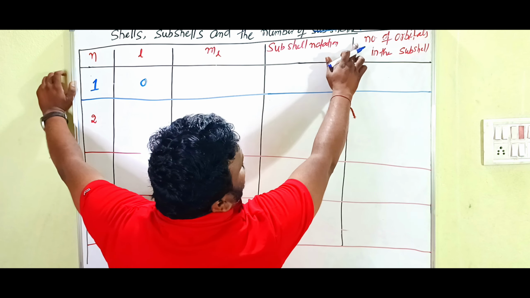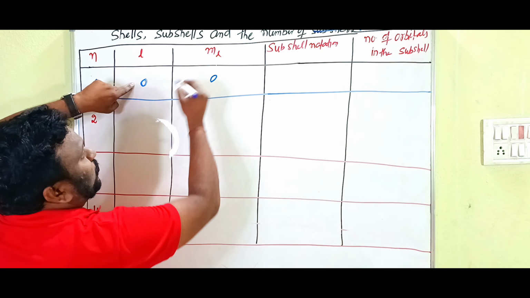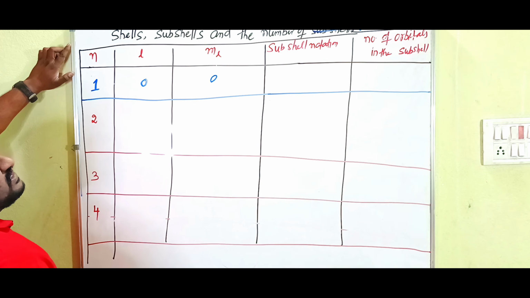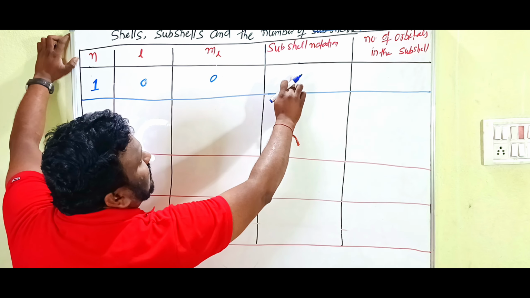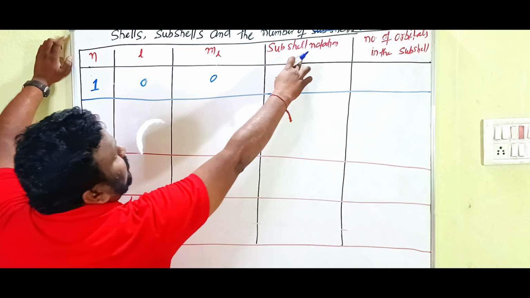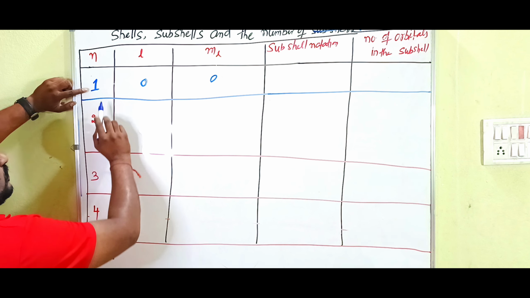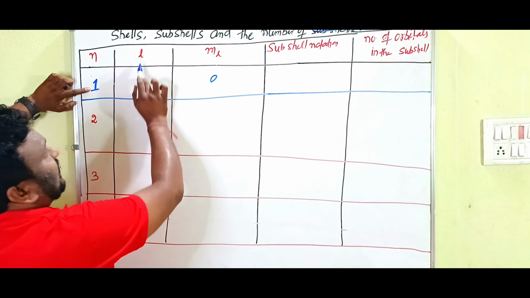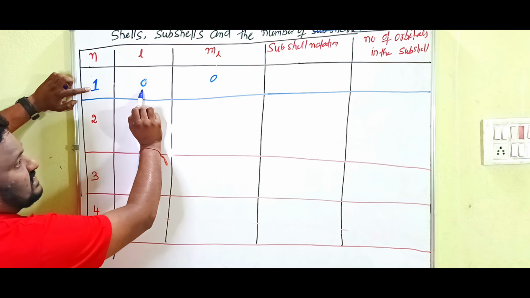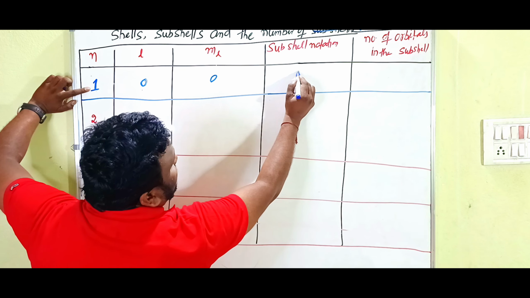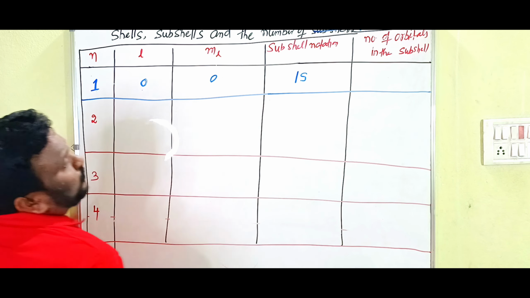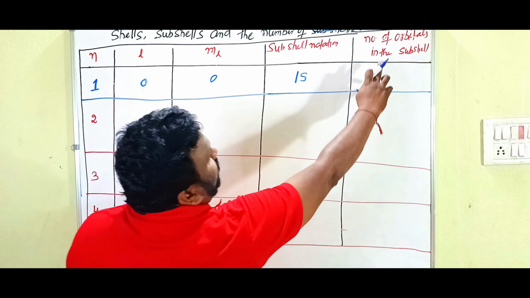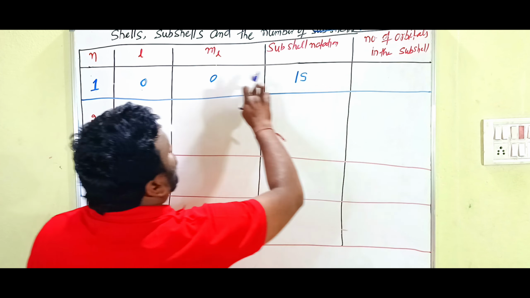So children, when n is equal to 1, l value is 0. When l value is 0, ml is also 0. That's why here the subshell notation is what? Principal quantum number is 1 and l is 0. l is 0 means what? s orbital. That's why we write 1s. And number of orbitals in the subshell, what is it? ml value is 0. 0 is also countable. That's why it is 1.